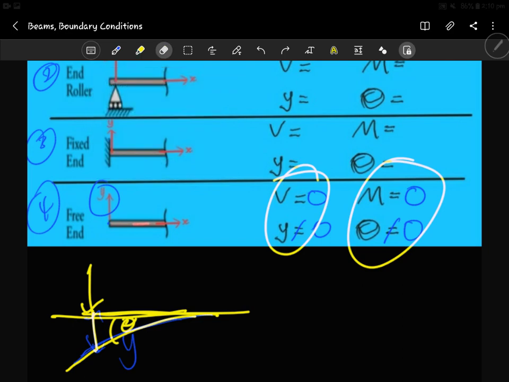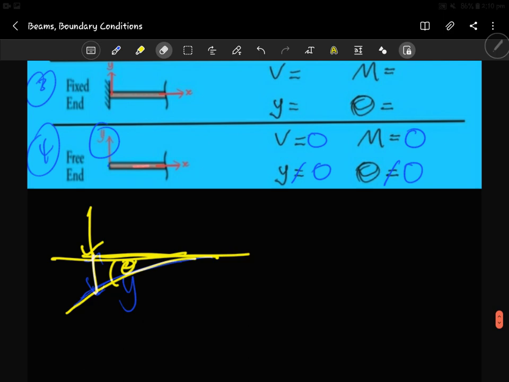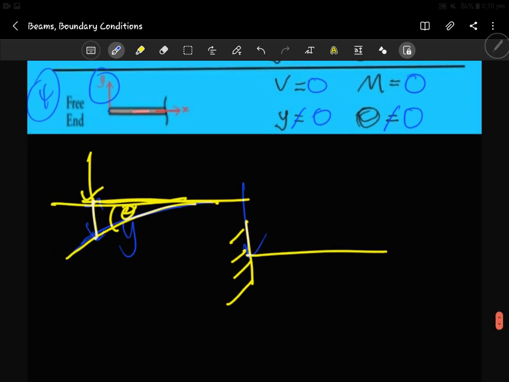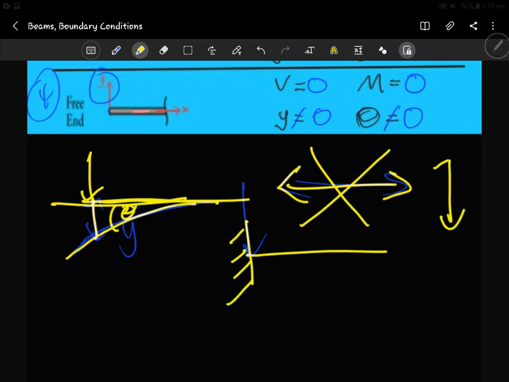Okay, so let's go by. I move on to the third one, fixed end. So fixed end is something like this. You have a beam, and the end here is fixed. Wherever you apply the load, even if you apply the load directly at the fixed end, this fixed end prevents the beam from moving left, right, prevents the beam from moving this way. There's no movement in that side, and there's no up and down movement.